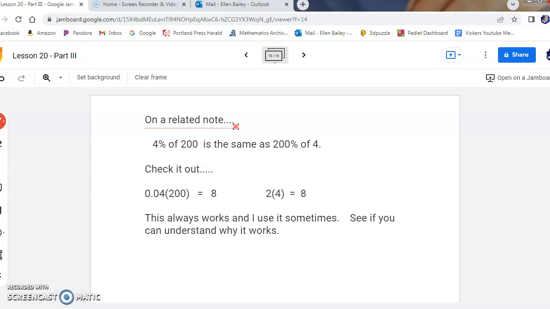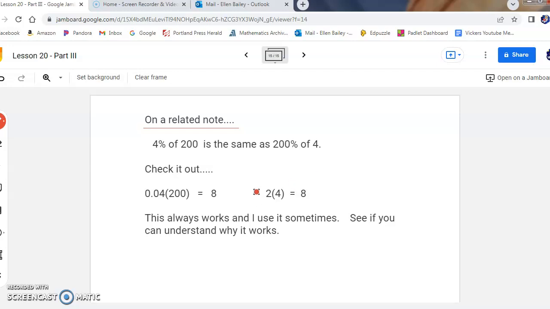On a related note, and I find this very useful, this happens with all percents. 4% of 200 is the same as 200% of 4. You can always do that. For example, 80% of 500 is the same as 500% of 80. You can always switch that around, and that can be very useful.